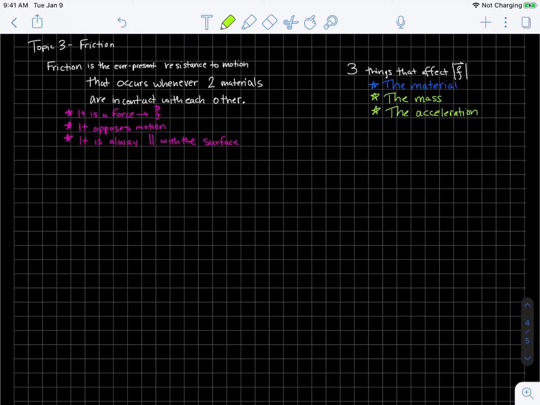There are 3 things that affect friction. The first thing is the materials, the materials that are in contact. The second is the mass, and the third is the acceleration. We're going to focus on the 3 things that affect friction and then eventually come up with an equation for friction. Okay? So let's start off with the materials.